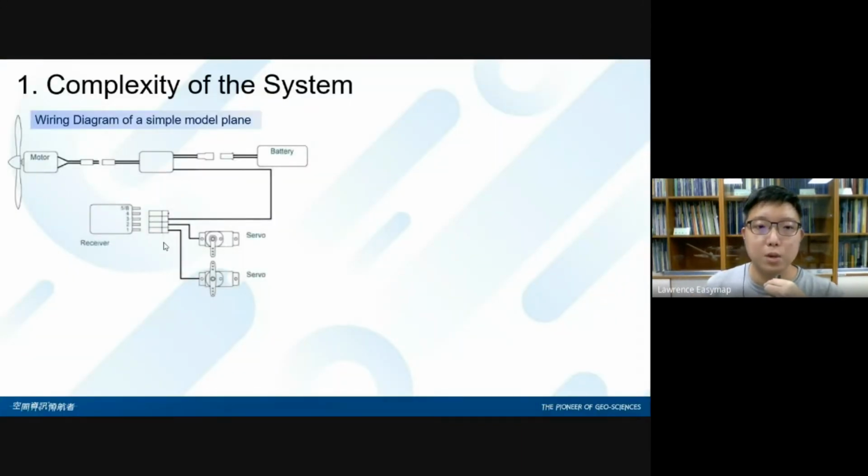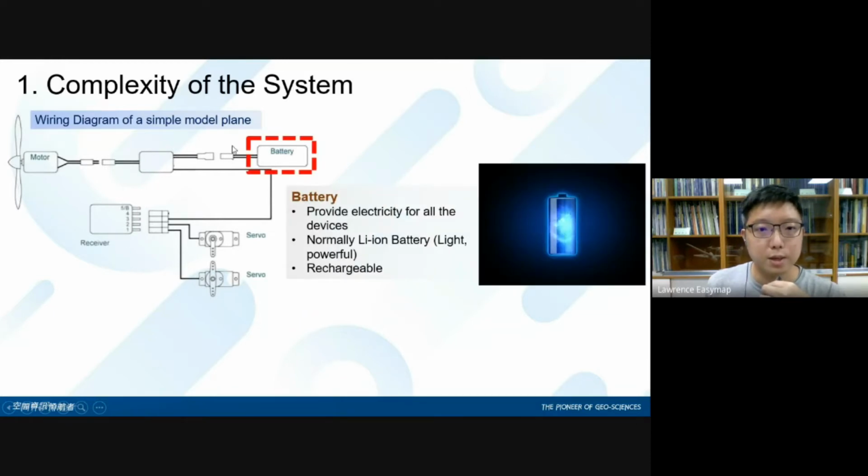First of all, I would say is the capacity of the system. On the screen on the left-hand side is the wiring diagram, which means all the most simple electronic components of a modern plane. You can see that, very importantly, it has a battery. The battery provides the electricity for all the devices. Normally, it is a lithium-ion battery, just like the battery of your cell phone, and it is rechargeable.